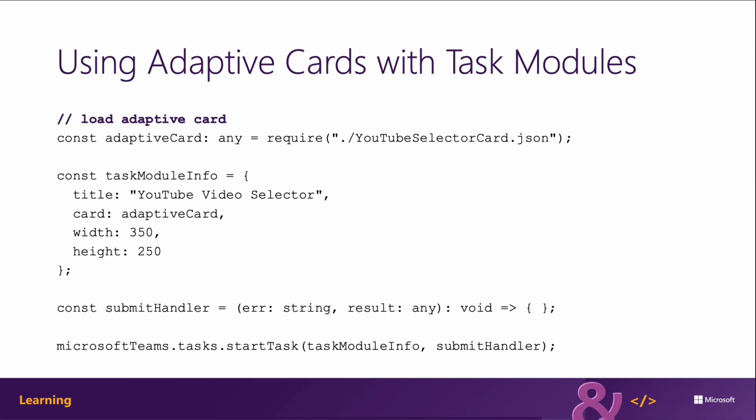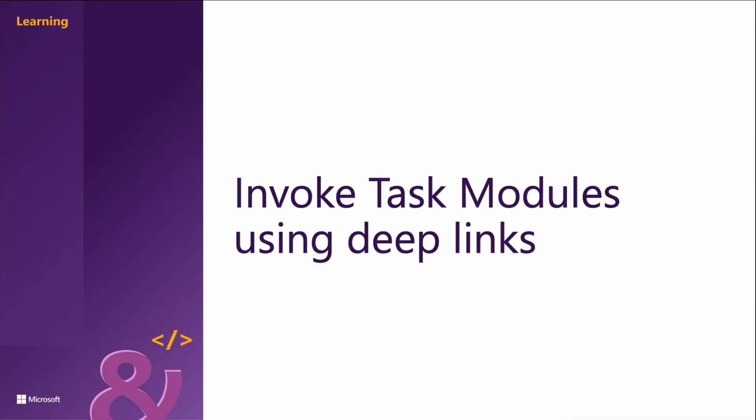The other difference with adaptive cards is in the parameter of the callback method defined when invoking the task module with the start task method. The values of all input controls defined in the adaptive card are returned in a single object, the result object, within the callback method. Now let's look at how we can invoke task modules using deep links.